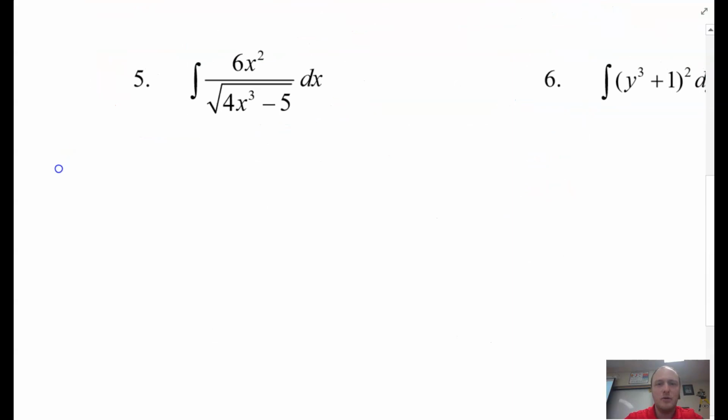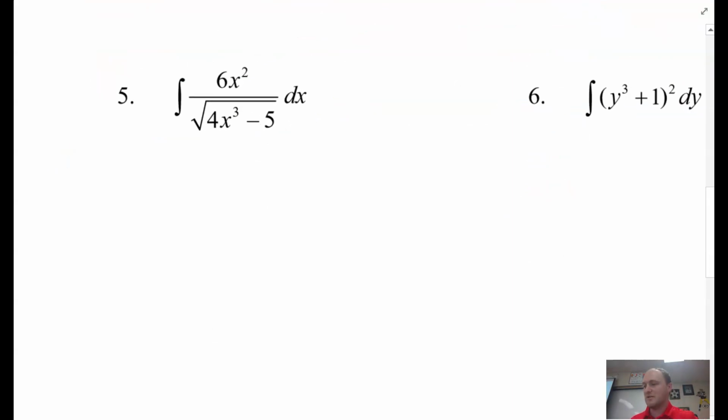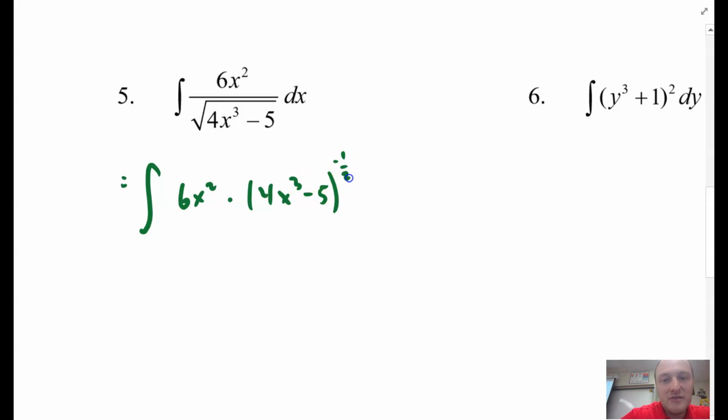All right. Ooh, look at this ugly monster. It's not that bad, I promise. Just rewrite it. Make this guy look, or girl, not so ugly. I won't assume gender here. So we have 6x squared times 4x cubed minus 5 to the power of negative 1/2 dx.